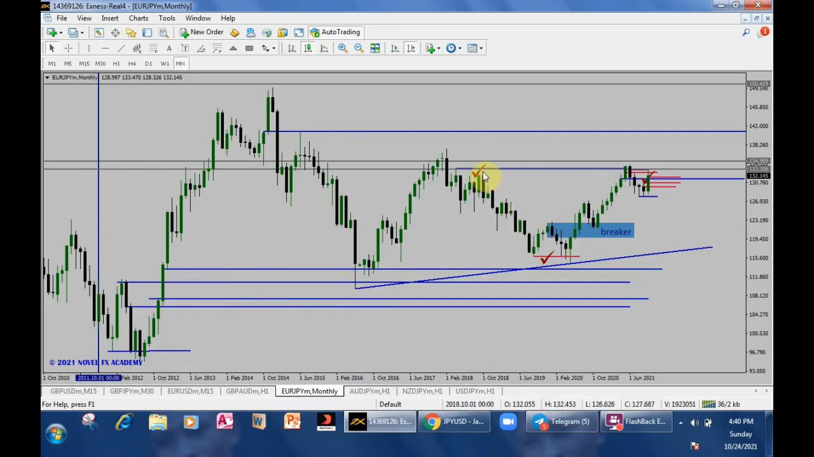Price came down again right here, retraced back, took out this short-term low, and broke this bearish order block to the upside. Then that bearish order block that was broken becomes the breaker, and you could see how price reacted off it to the upside. And where was price targeting?